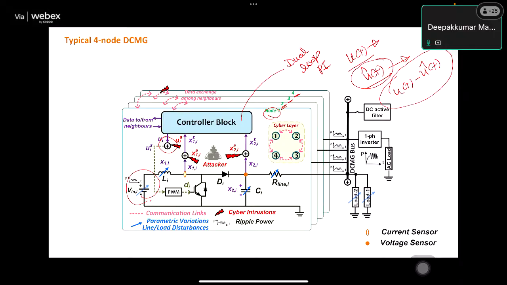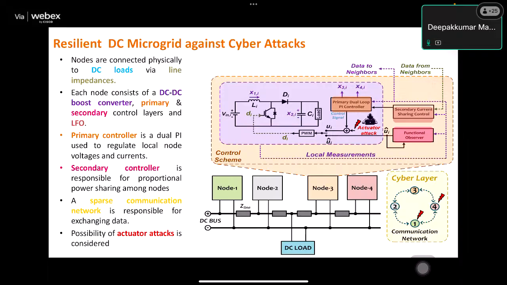What we are trying to consider right now is the actuator attack. We will also discuss the sensor attack subsequently, but our initial focus will be on the actuator attack. Sensors can be equally compromised, and a similar principle can be used for handling that. So this is the overall system. As I said, we have 4 nodes, and there is a load here. These 4 nodes together constitute the DC microgrid.